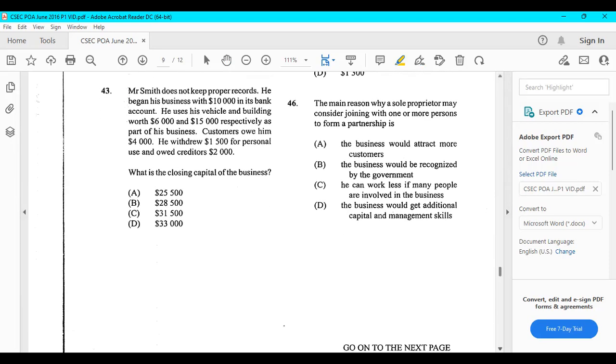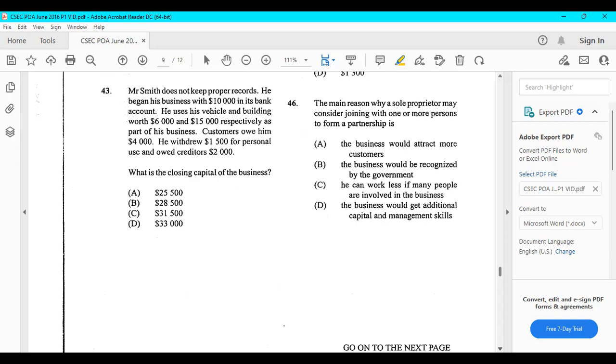Mr. Smith does not keep proper records. He began his business with $10,000 in his bank account. He uses his vehicle and building worth $6,000 and $15,000 respectively as part of his business. Customers owe him $4,000. He withdrew $1,500 for personal use and owed creditors $2,000. What is the closing capital for the business?